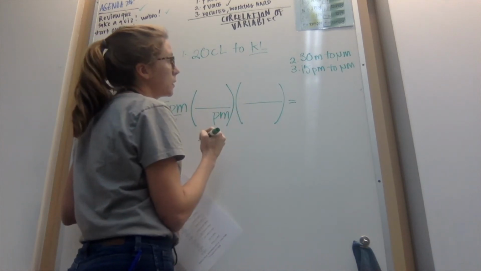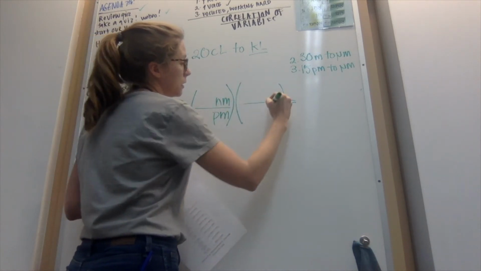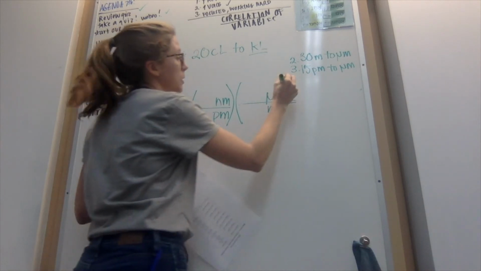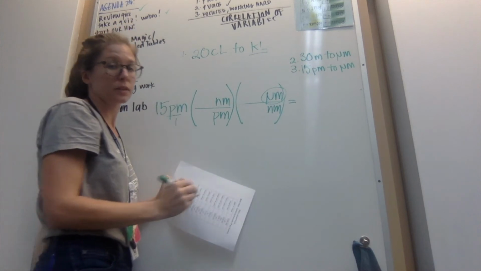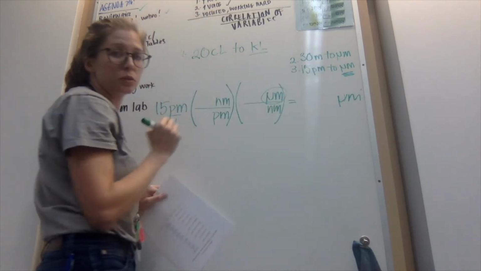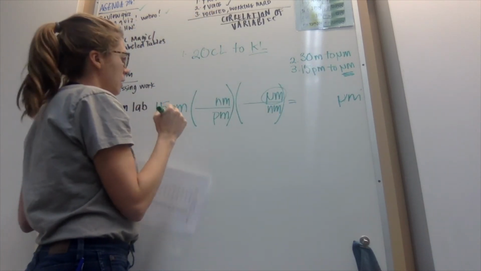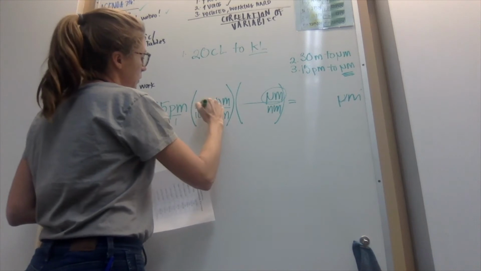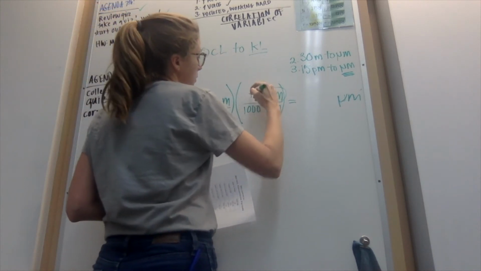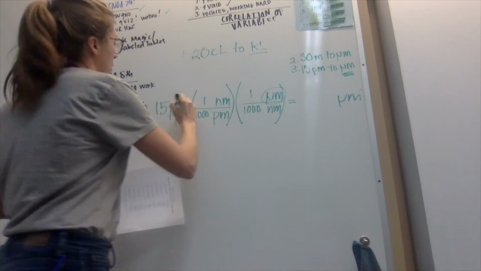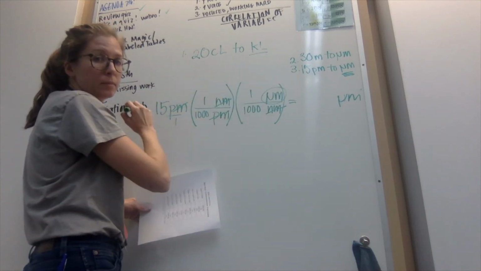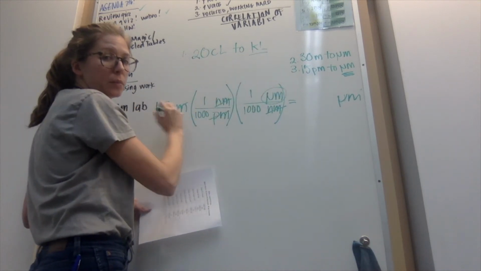Picometers goes on the bottom, nanometers here, nanometers on the bottom, micrometers on the top. That is the unit that my answer is in, micrometers, right? Right, we're converting from pico to micro. And then the relationship is 1,000 picometers in 1 nanometer and 1,000 nanometers in 1 micrometer. Picometers cancels, nanometers cancels, multiply across the top, and then multiply across the bottom.